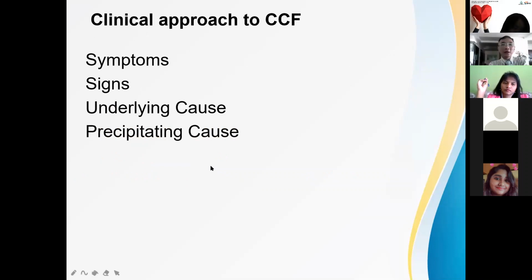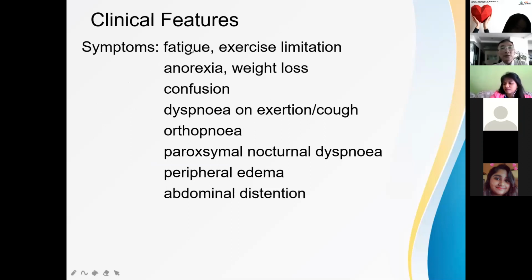Okay, and then I will now finish up by telling you, as we approach a patient with heart failure, it's very important to get good symptoms, look at the signs, and remember two things. There's always an underlying cause and a precipitating cause. The symptoms, remember this lady had fatigue, exercise limitation, weight loss, anorexia, depressed. These are all symptoms of heart failure, of forward failure, because there's not enough perfusion to the gut, to the muscles, to the head. She can get all these things. So this is symptoms of forward heart failure.